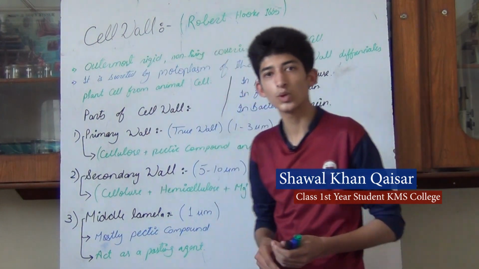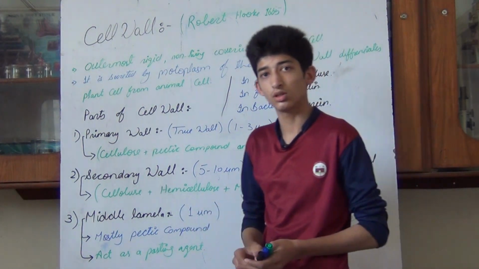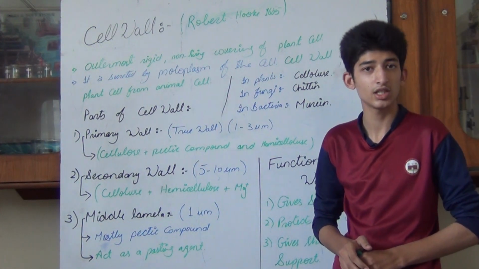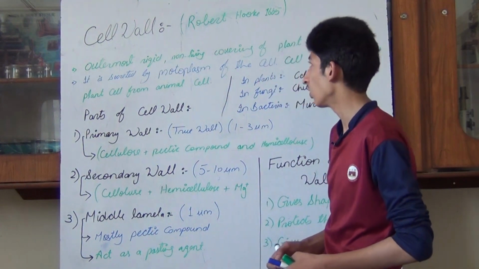So, what is a cell wall? We have written a short definition of cell wall. First of all, coming towards the discoveries, cell wall was first studied by a scientist named Robert Hooke in 1665. So, it means that he was the first scientist to study the cell wall.